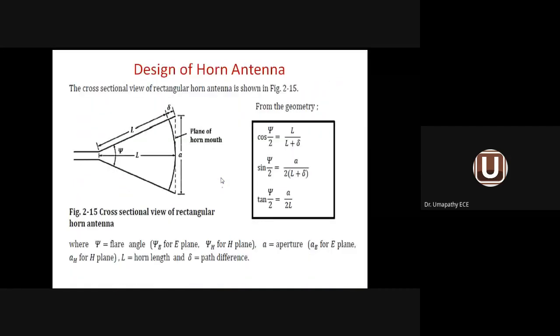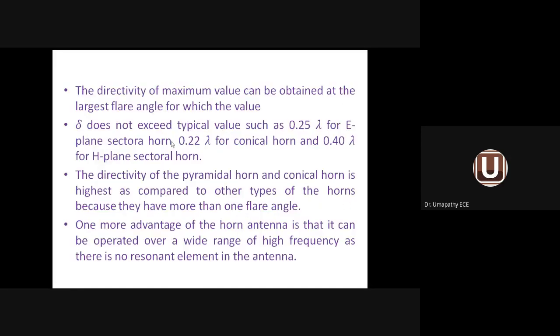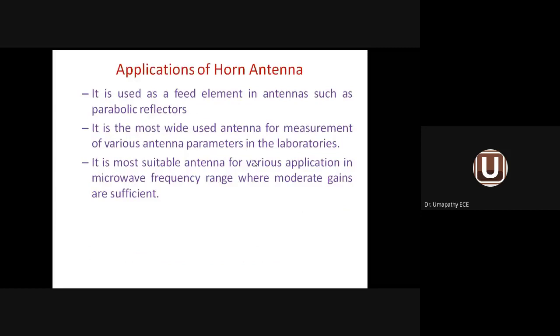The diagrams are given. Then design of the horn antenna with respect to its geometrical configuration, psi, L, delta, A, etc. Then we are able to get the expression for psi and L, optimum aperture angle. Then the value of delta, they are given the range of delta for E-plane, H-plane and the conical horn antenna. Then we have seen the applications of the horn antenna. So these are the various subdivisions considered with the horn antenna.